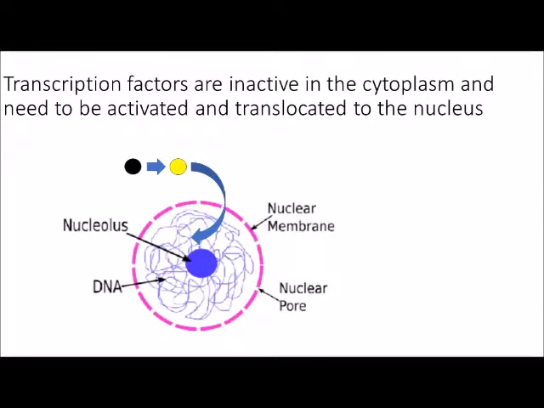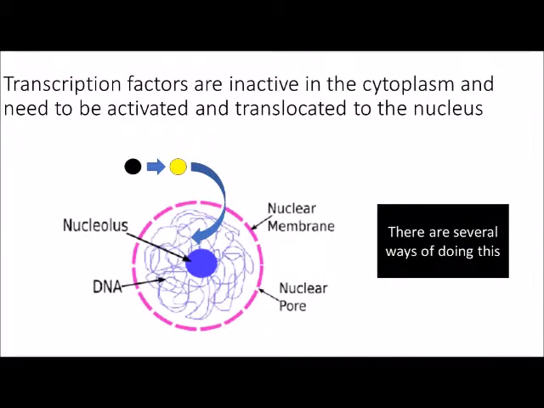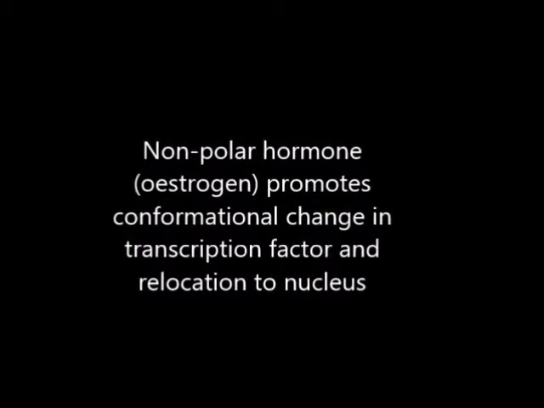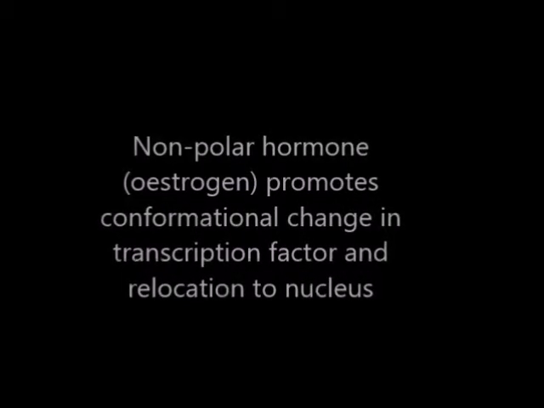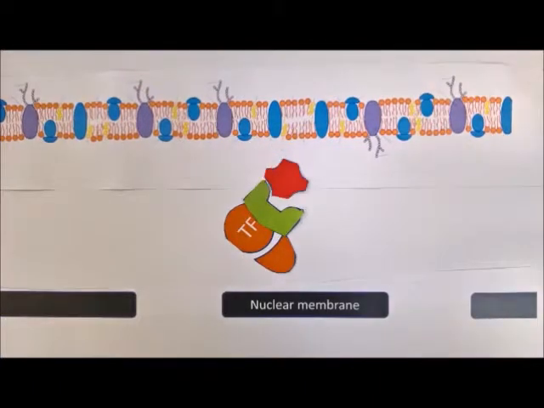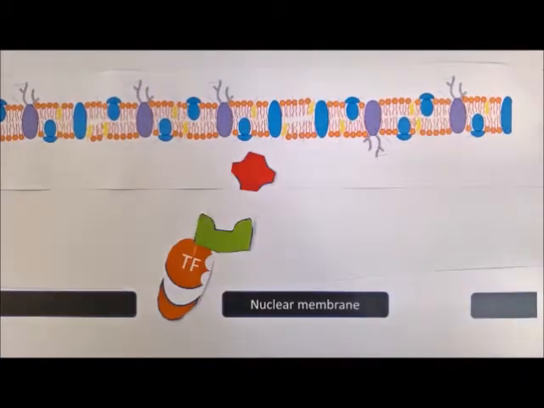The transcription factors are generally in an inactive state in the cytoplasm, and therefore they need to be moved to the nucleus and activated. Now there are several different ways of doing that. Here are some examples. In this first example, a transcription factor is activated by a non-polar hormone, for example estrogen. The estrogen moves across the membrane, binds to a receptor that causes a conformational change in the transcription factor, which then goes into the nucleus.